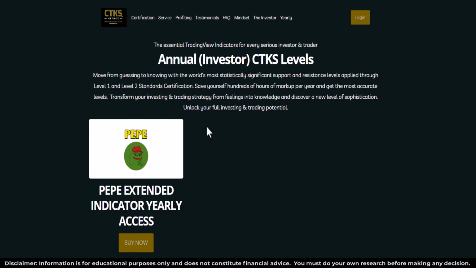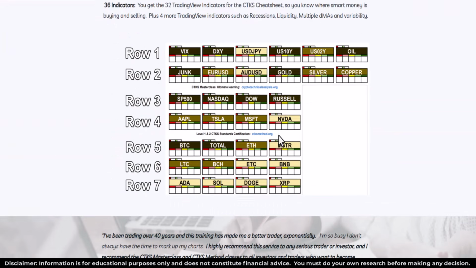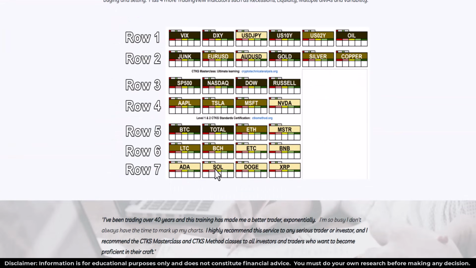And annual levels are very different. They're investor levels. Inside the service, we do all of the levels for each month, and we look through all of these different charts. But these particular levels give us the intercorrelation and interconnection of what the markets are doing. And that's where I got the Bitcoin and total and ETH levels from.